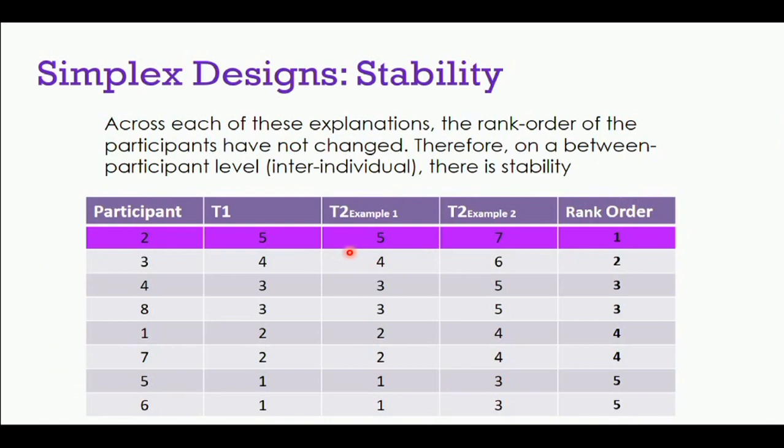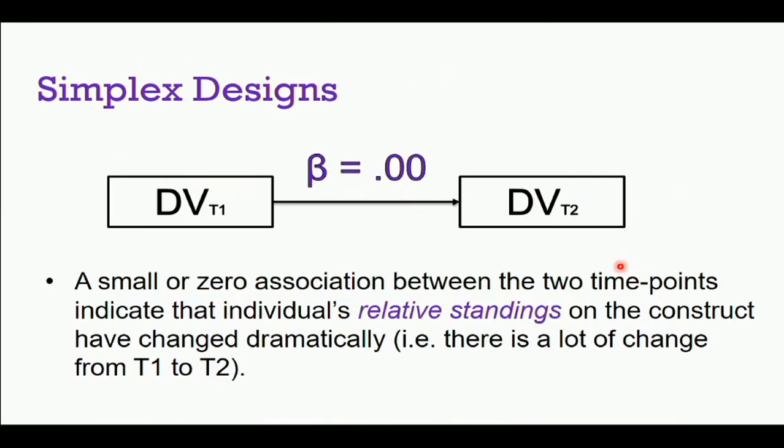5 becomes 5, 4 becomes 4. So if we are going to have a look at the rank order, the rank order of participant 2, they're number 1. And the rank order of participant 3, well, they're number 2. Let's have a look at another one. We don't have a high autoregressive coefficient.